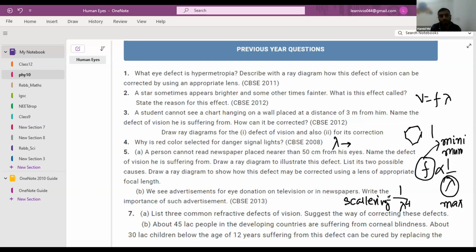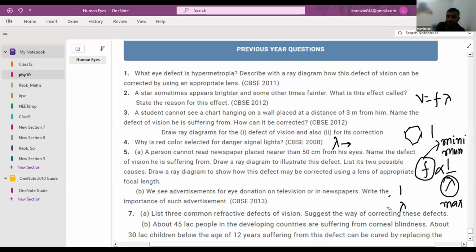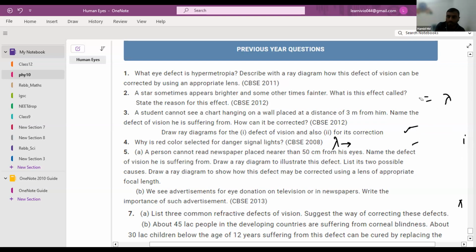So who will answer question number 5? It's your turn. Yes, go ahead. The person has hypermetropia, because he's unable to see nearby objects. That's why.